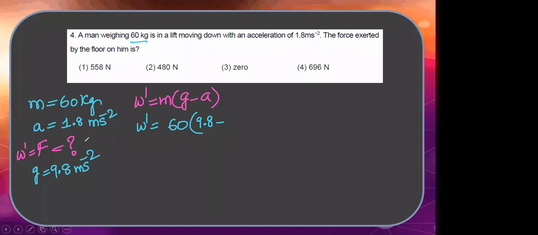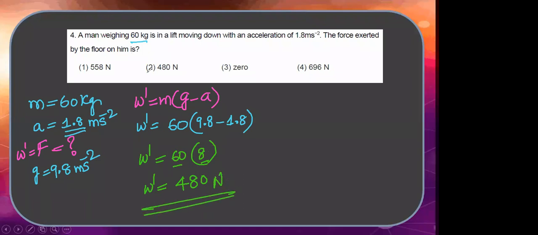Acceleration is given as 1.8 meters per second square. Therefore, apparent weight is equal to 60 into (9.8 minus 1.8), which is 60 into 8. 6 8s are 48, so 480. Apparent weight is 480 newtons. As weight is nothing but force, the answer is 480 newtons. Please go through it once.